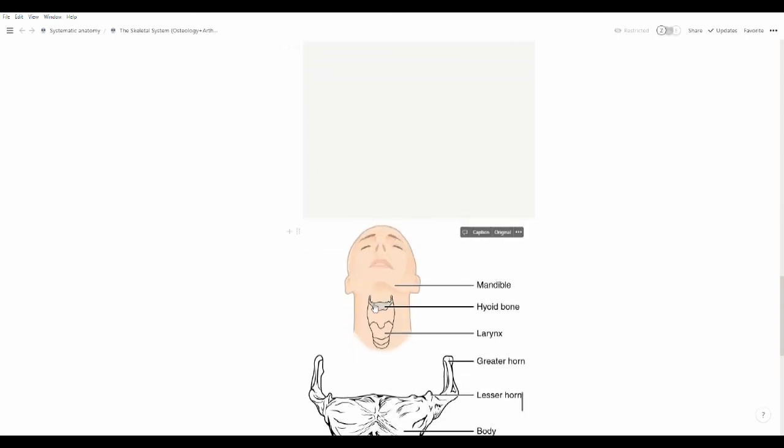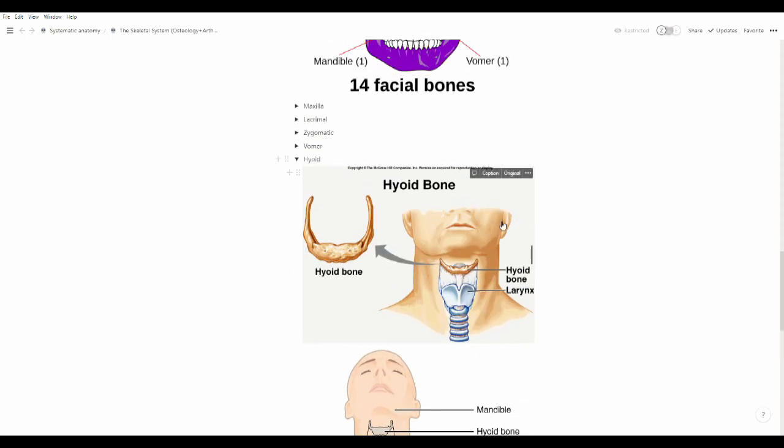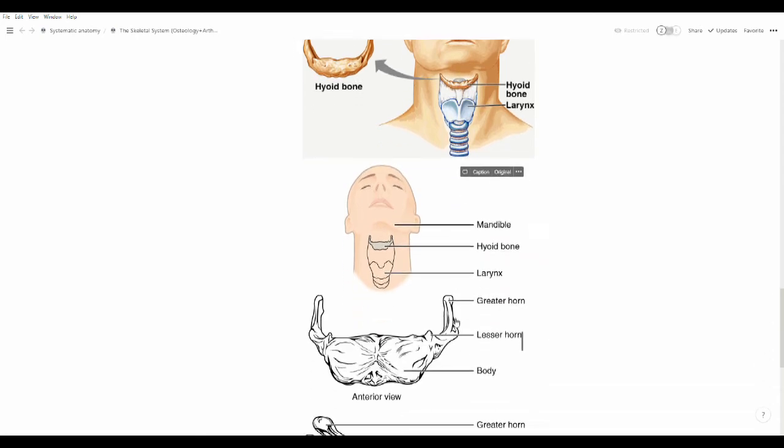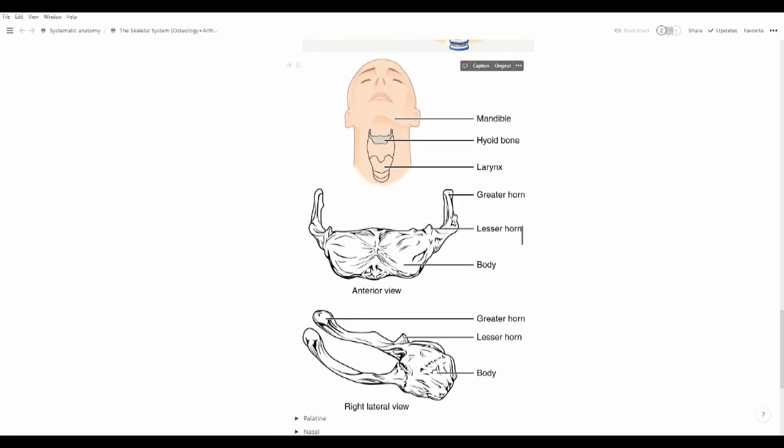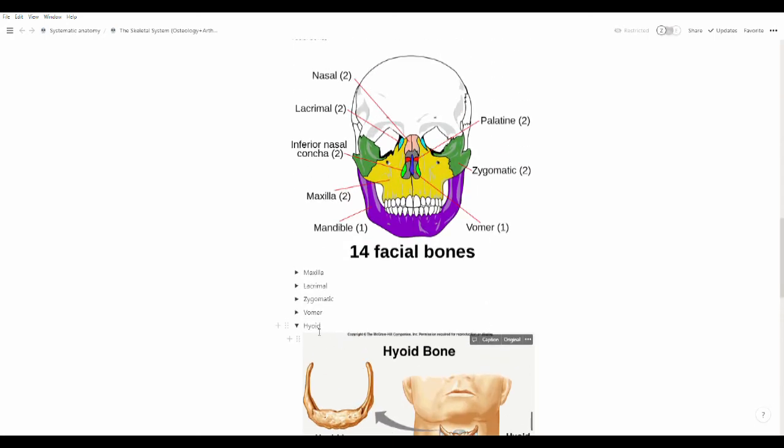Next up, we have the hyoid bone. So the hyoid bone is this extra piece of bone here that is actually not in the skull, not in the face, but it's a bone. That's why we need to cover it. And this bone will play a huge role when we're talking about the respiratory system, but I'll be mentioning it later. For now, all you need to know is that it has a body, a lesser horn, and a greater horn. That's all you need to know.